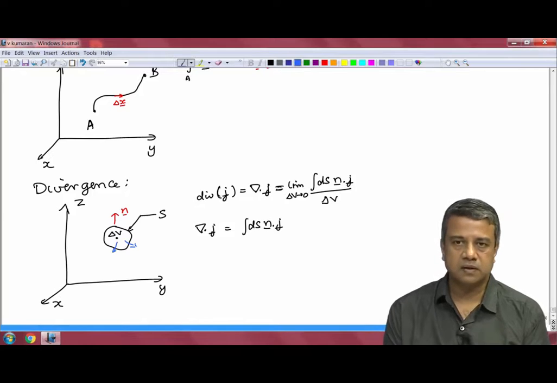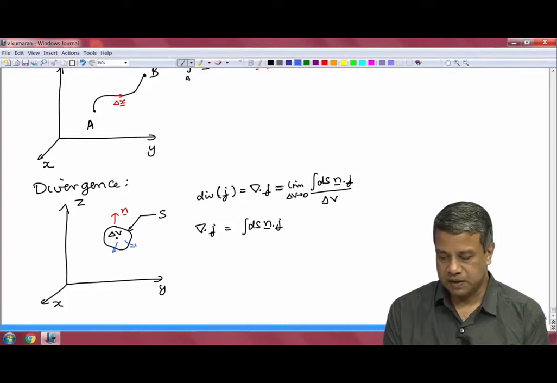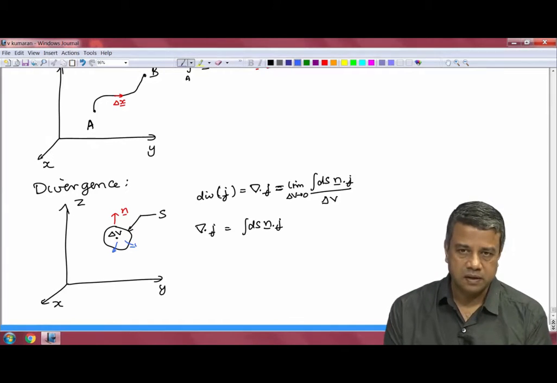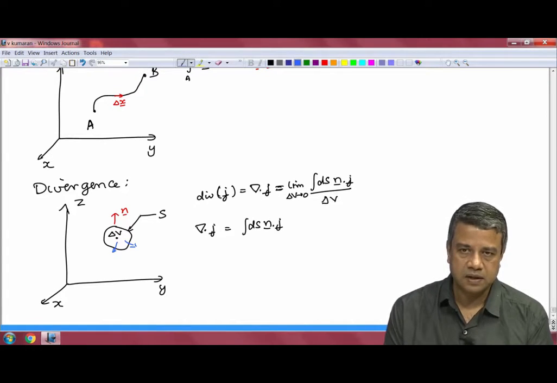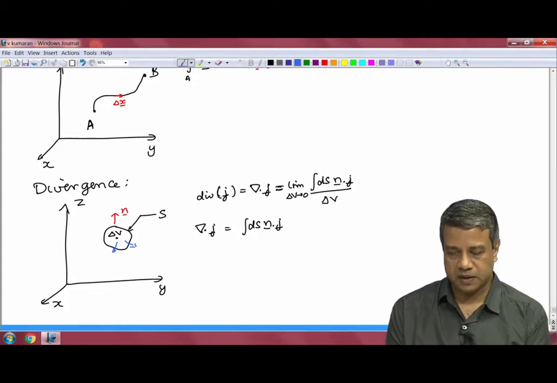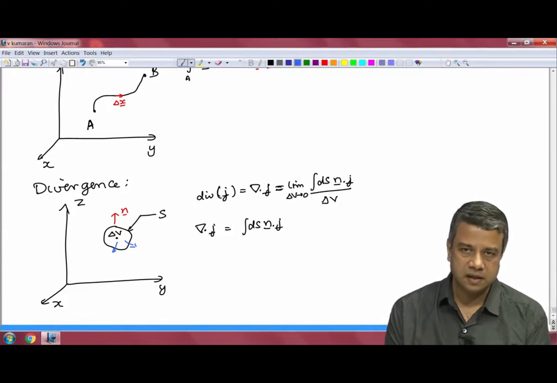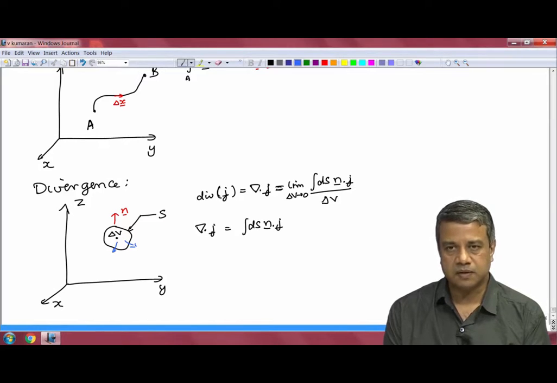The flux dotted with the unit normal is the transport perpendicular to the surface. It is positive if j is along the outward unit normal, and it is negative if j is along the inward unit normal. And integral ds of n dot j is the total flow rate out of the differential volume. It is the flux dotted with the area. Flux is mass transported per unit area per unit time.